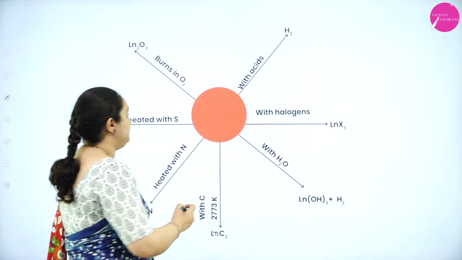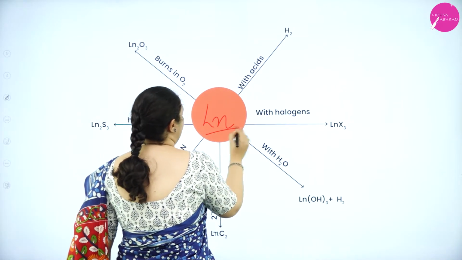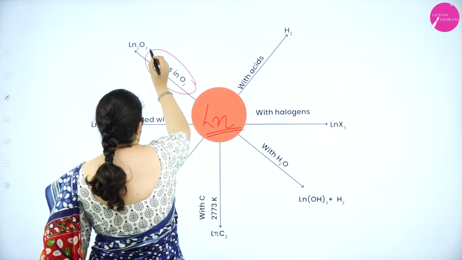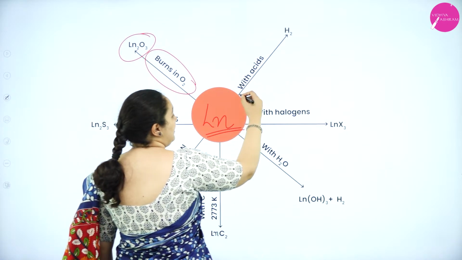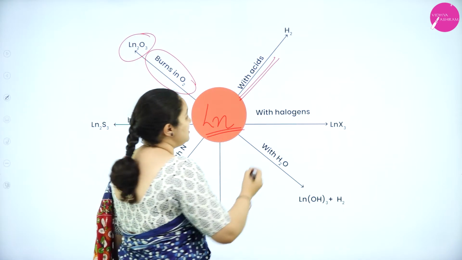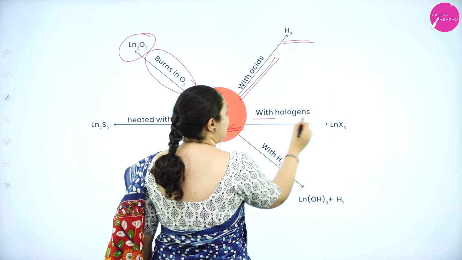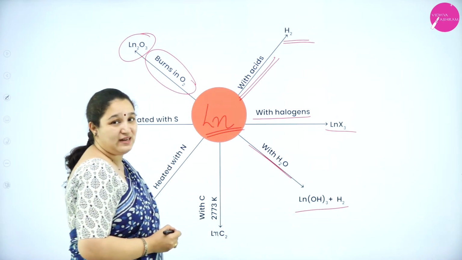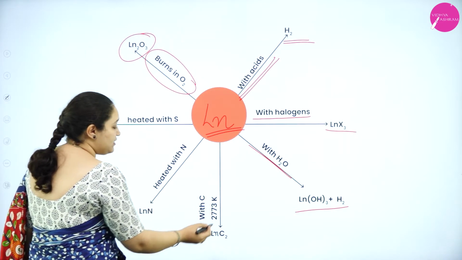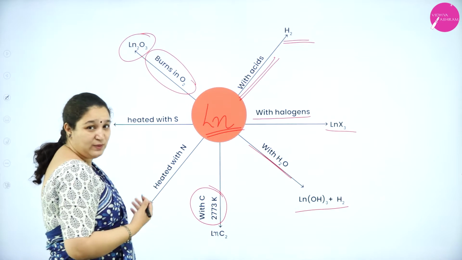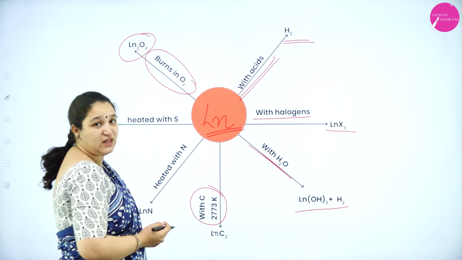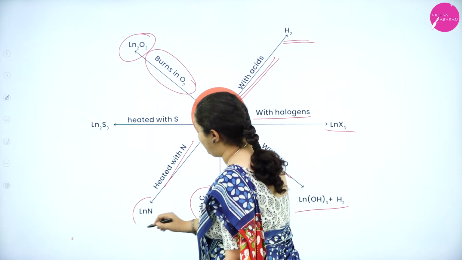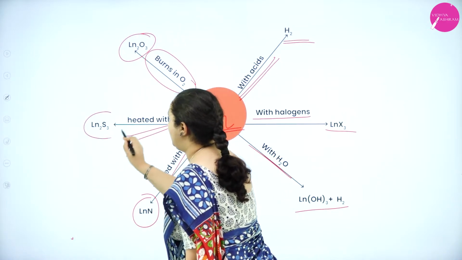Under chemical properties, lanthanoids, we will write it as Ln. Now lanthanoids, when burnt with air, form oxides. When treated with dilute acids, they liberate hydrogen gas. When treated with halogens, they form halides. When treated with water, they form hydroxides and liberate hydrogen gas. When heated with carbon at a very high temperature, 2773 Kelvin, they form carbides. Similarly, when heated with nitrogen, they form nitrides. When heated with sulfur, they form sulfides.